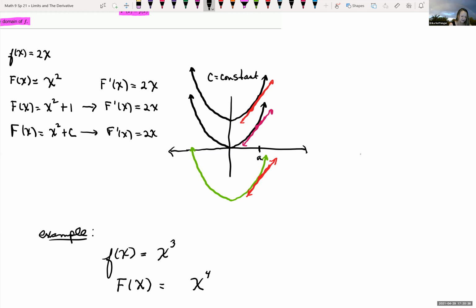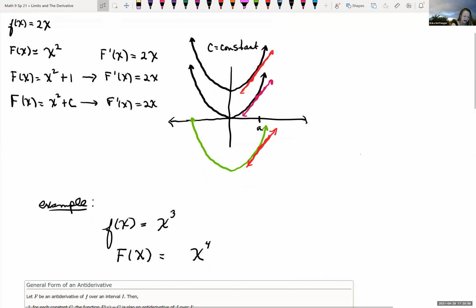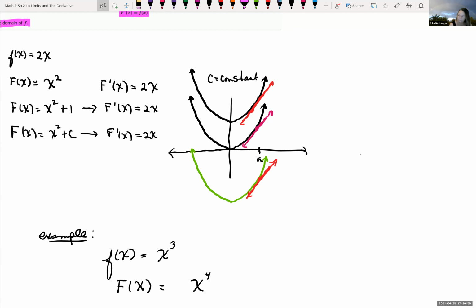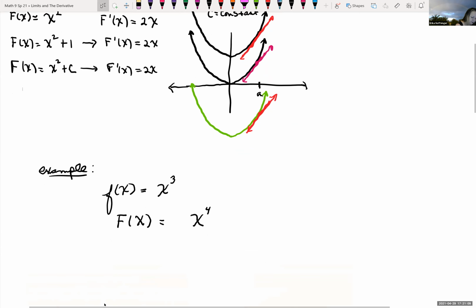The problem is, if we think about this again, when we take the derivative of this x to the fourth, we're bringing that exponent down front. So that would give me 4x cubed, but I want 1x cubed for my function. And so how we can compensate for that is we can divide by our new power. So let's divide this x to the fourth by 4. And then let's add some constant c.